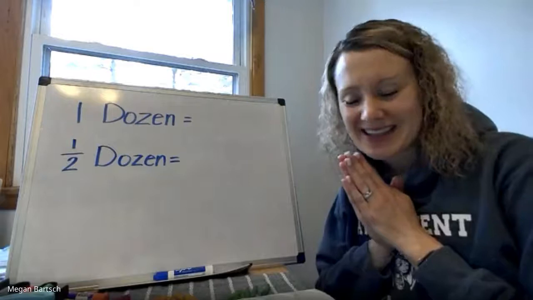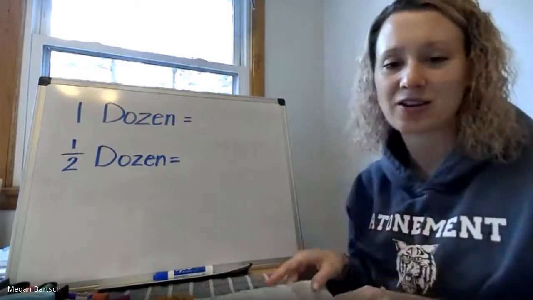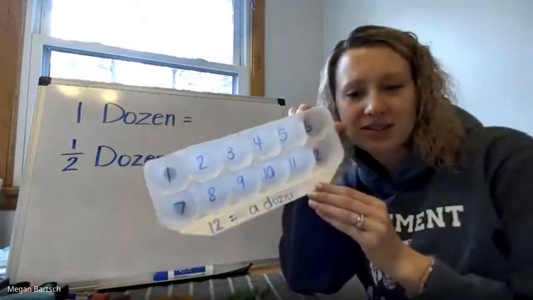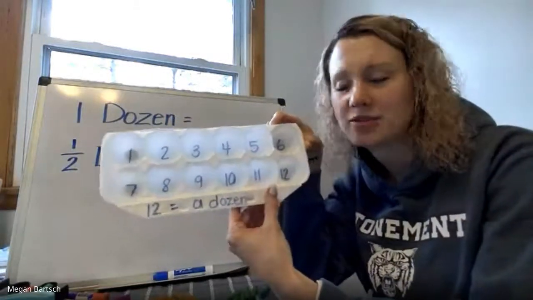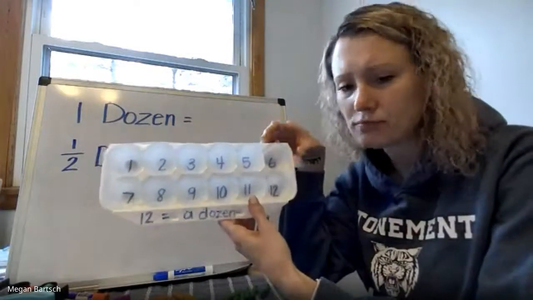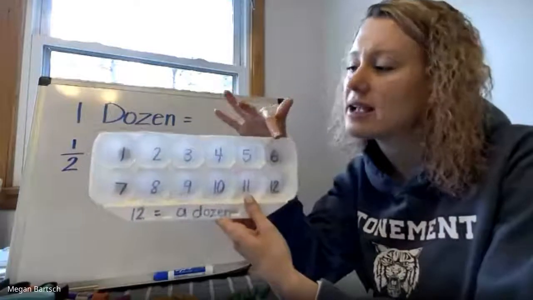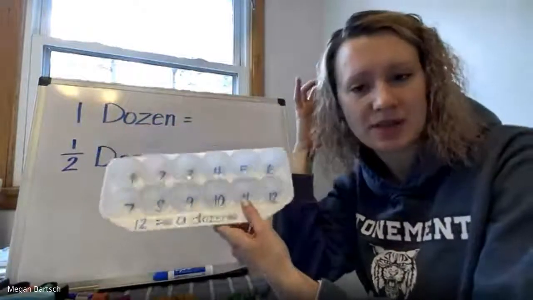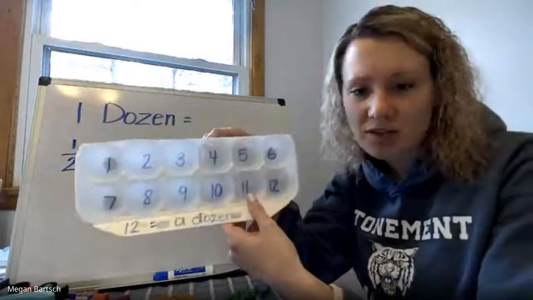My sweets, I have for you today an egg carton. When you go to the store and you want to buy eggs with your mom or your dad or your granny, how many do you usually get in a carton? I cut the top off of this carton because usually the eggs sit in it like this. But I cut the top off so that we could see inside.